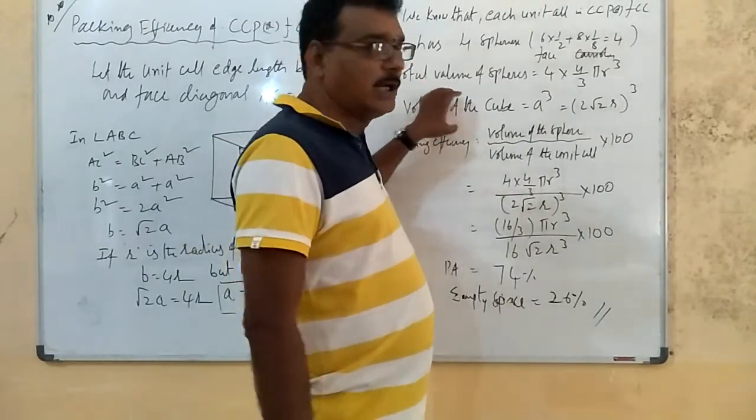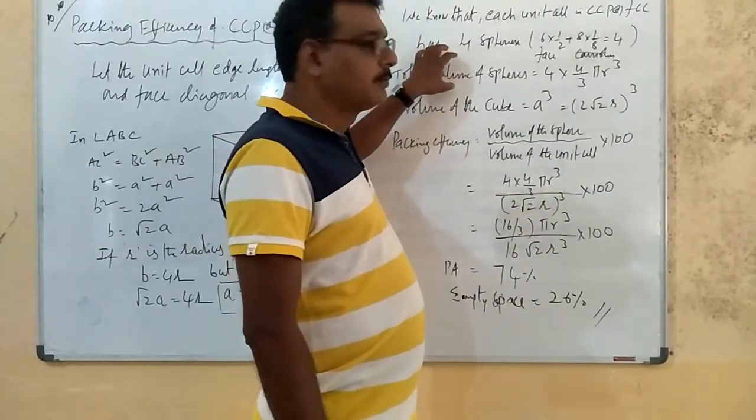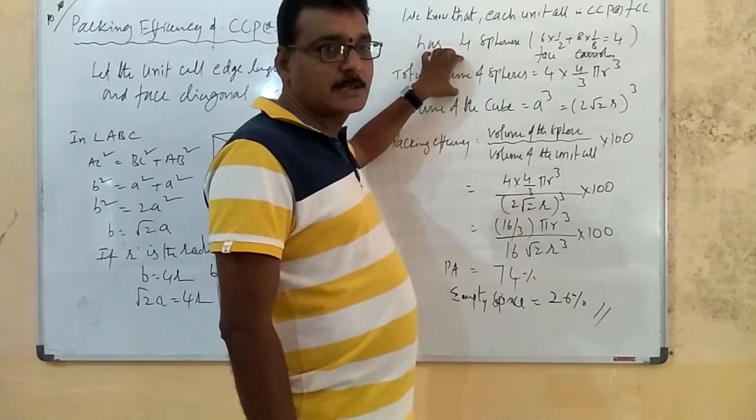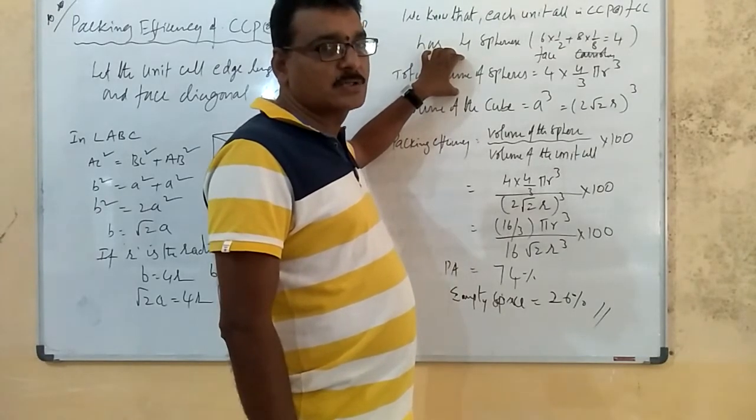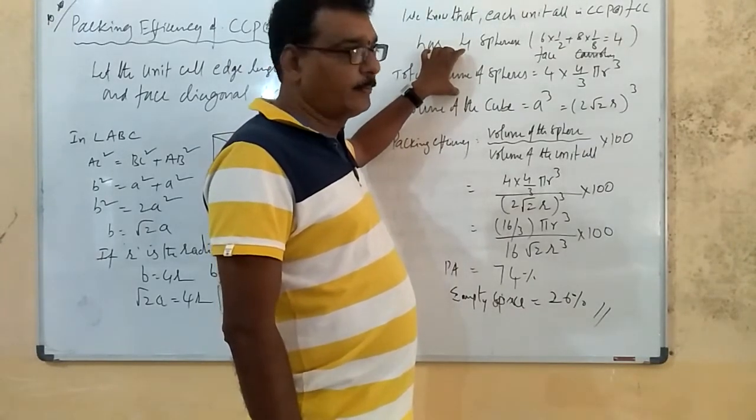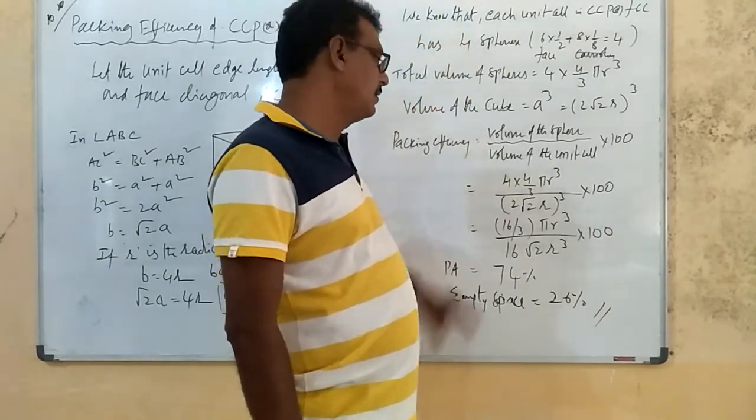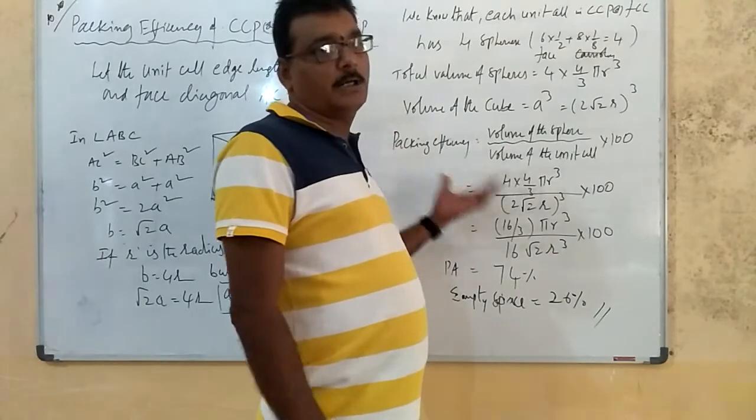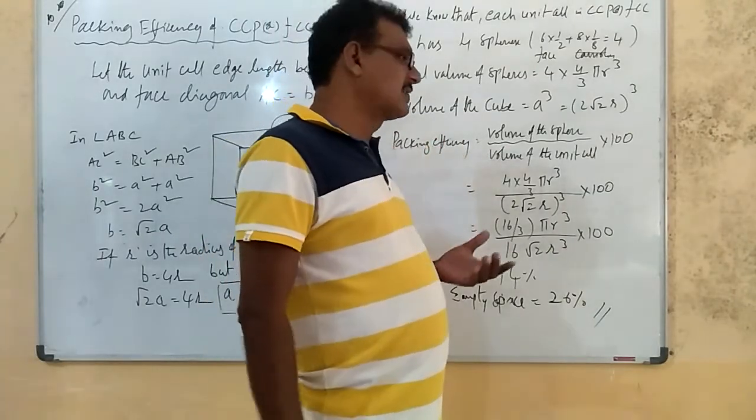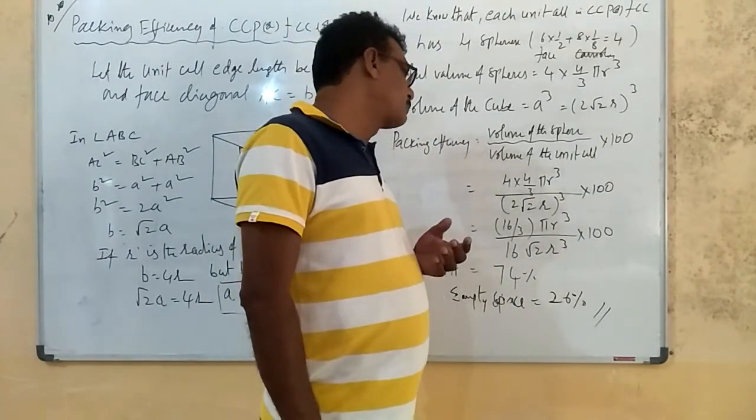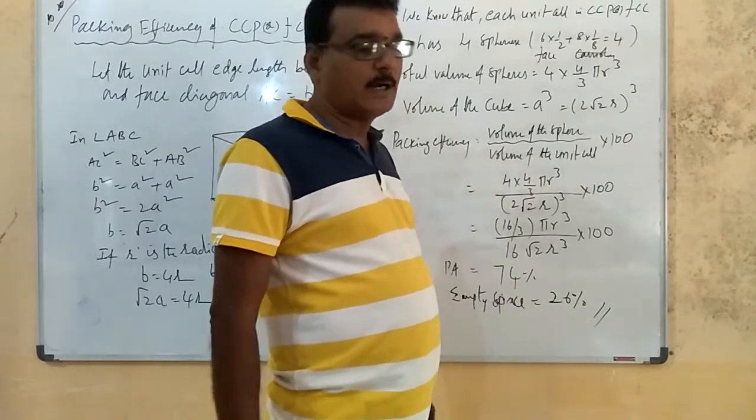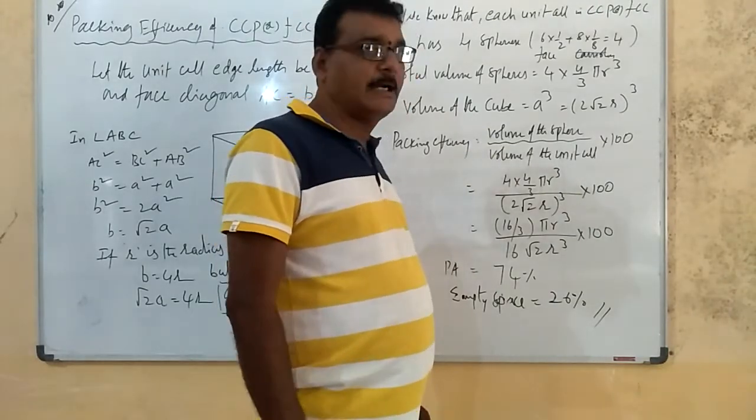So based on this, a cubed means 2 root 2 r whole cubed. So this is equal to the volume of the cube. This is equal to the volume of the spheres present in FCC, meaning 4 spheres: 4 into 4 by 3 pi r cubed, that is equal to 16 by 3 pi r cubed. Now you already know the packing efficiency formula: volume of the spheres divided by volume of the unit cell into 100.